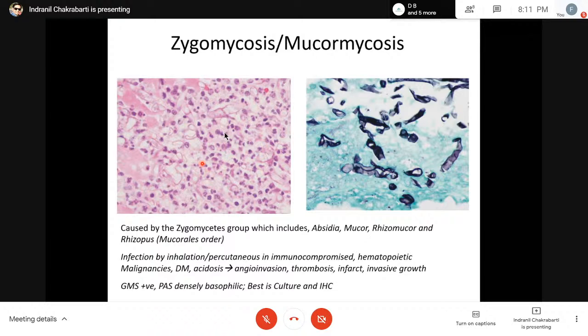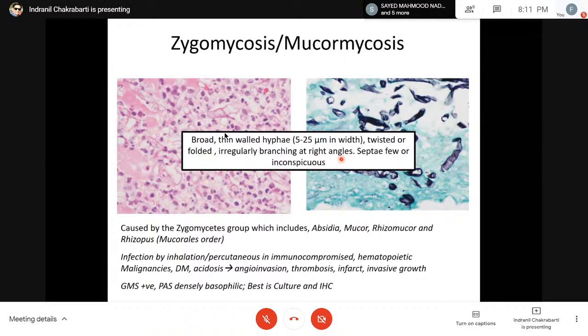These are caused by the zygomycetes group, which includes Absidia, Mucor, Rhizomucor, and Rhizopus. They are GMS positive, and their PAS is densely eosinophilic. The best is culture and IHC. So, broad thin-walled hyphae, twisted or folded, irregularly branching at right angles. They can also contain septa, but if present, they are few or inconspicuous. Here you can see septa, but whenever you see septa, don't directly jump to the diagnosis of aspergillosis. You have to take all the things under consideration.